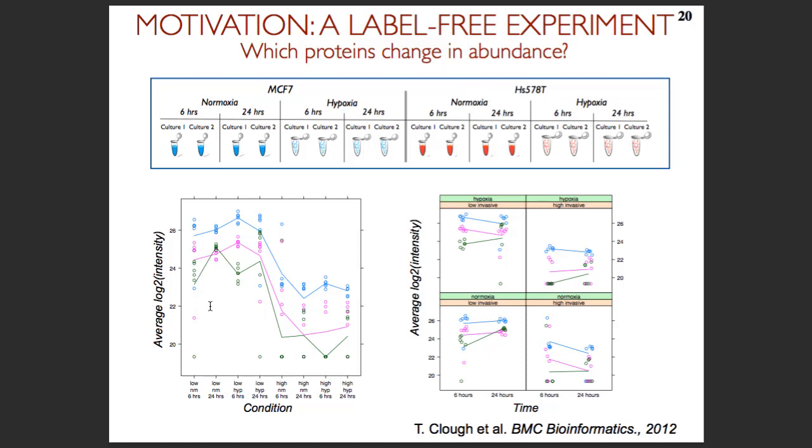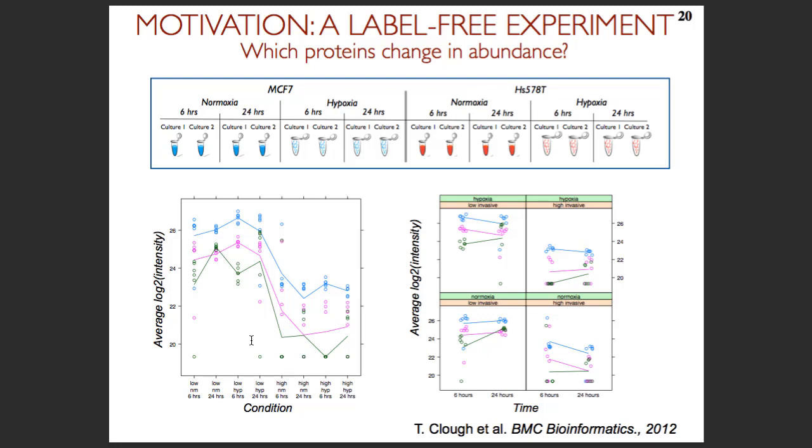And this is, by the way, label-free shotgun DDA acquisition. And so the lines here would link the mean feature intensities across all the replicates of a particular peptide. So this protein has three peptides. And the question is, okay, in which conditions is this protein changing in abundance?